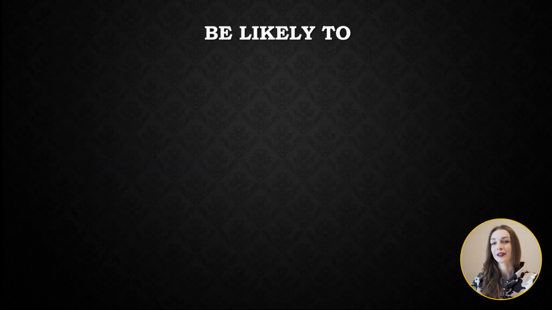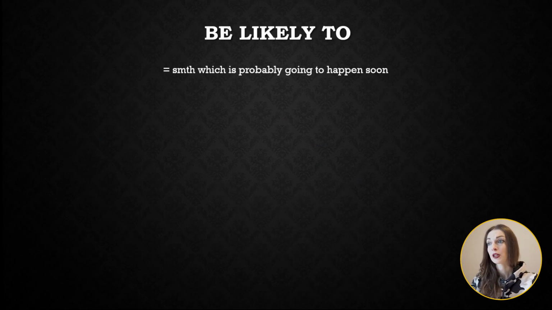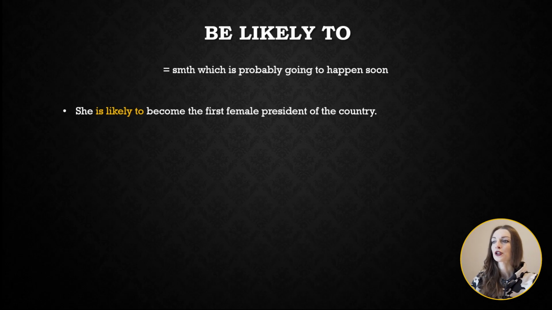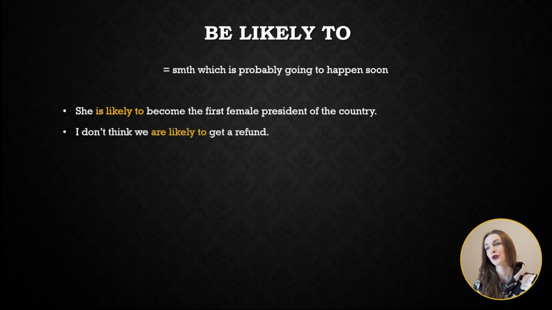Okay, be likely to is another phrasal modal or periphrastic modal. It means something which is probably going to happen soon. Probably. Again, we speak about the future and prediction of it, but we have this element here that expresses doubt. She is likely to become the first female president of the country. She will probably become the first female president. I don't think we are likely to get a refund. I don't believe it will happen.